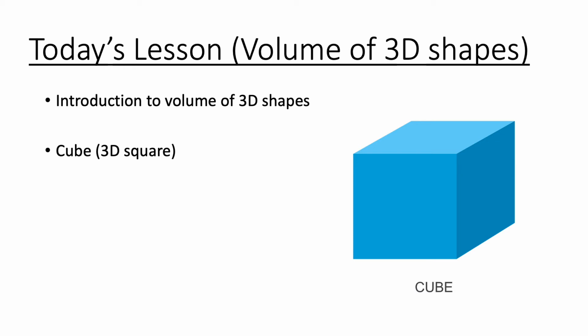So this is what I call a cube, a 3D shape. To work out the volume, it's the length, which is this here, times the width, times the height. So it's length, width, and height. The rule of a cube is that length is equal to width, which is equal to height. So to work out the volume, it would be length times width times height.